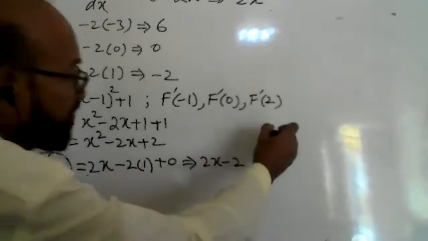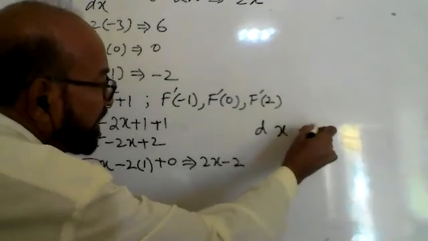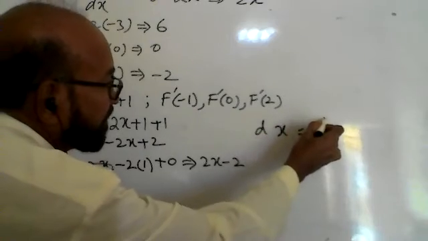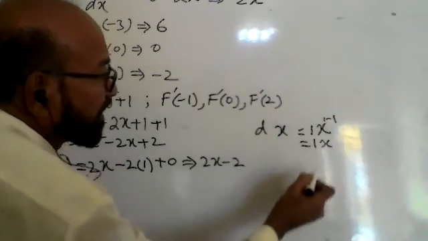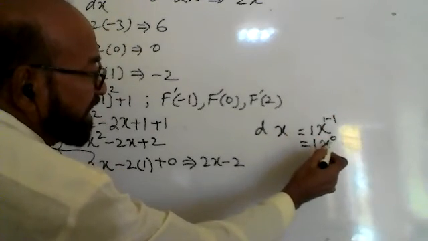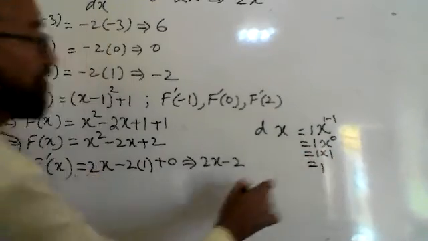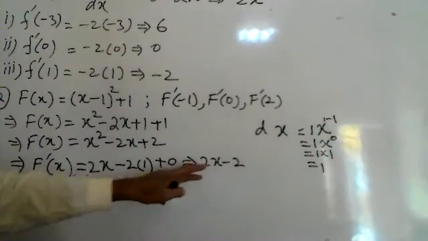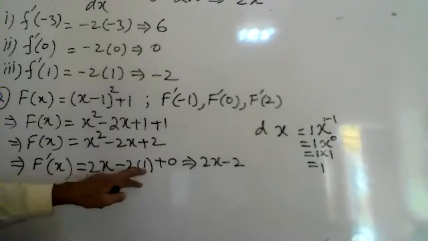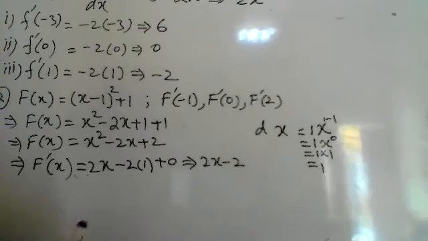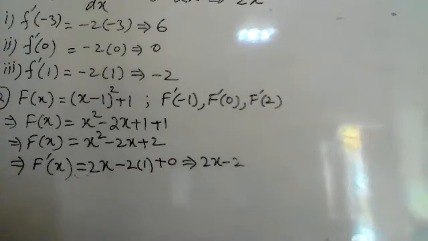The derivative of x will become, one power will come over there, x raised to power 1 minus 1. It will become 1 into x raised to power 0, 1 minus 1 is 0, and any number raised to power 0 will be equal to 1. So 1 into 1, the answer is 1. So the derivative of x will always be 1. 2 is constant, multiplied by the derivative of x, that is 1. So the answer is 2x minus 2.